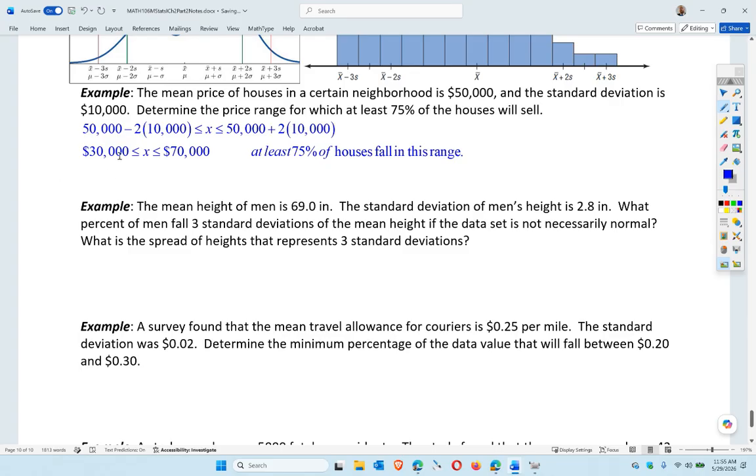Okay, so let's say, excuse me, the men's heights are 69 inches. We've done this problem before. And the deviation is 2.8 inches, right? So we want to fall within 3 deviations.